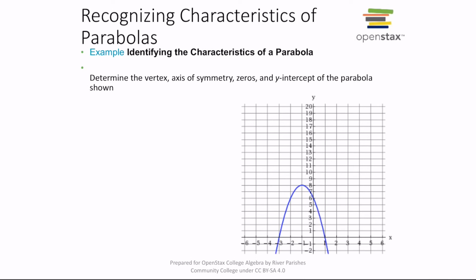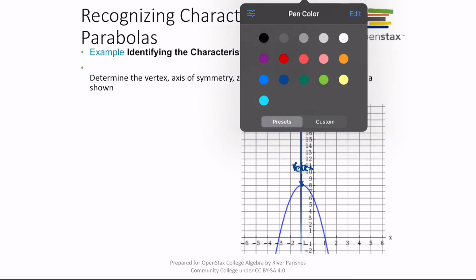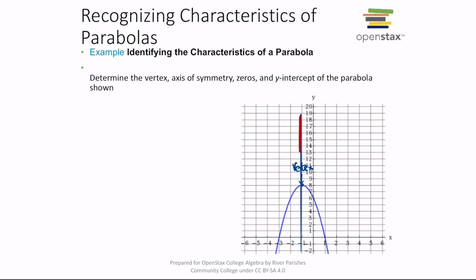So how do we determine the vertex here? Remember, the vertex is the point of inflection. So this is the point. This is the vertex. Next, you have to draw the axis of symmetry. The axis of symmetry is the vertical line that passes through the vertex. So this is the line that passes through the vertex, and we call that the axis of symmetry.